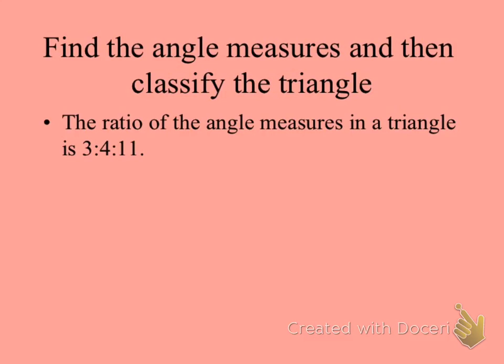If we're asked to find the angle measures and then classify the triangle, and the ratio of angle measures in a triangle is 3 to 4 to 11, all right, so we have a triangle and we don't know what the angle measures are. We can turn this into an equation of 3x plus 4x plus 11x has to be equal to 180.